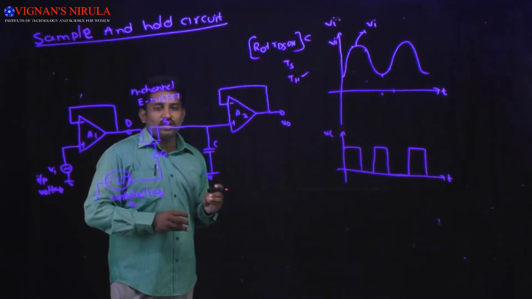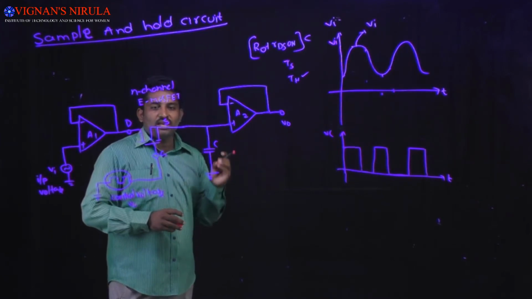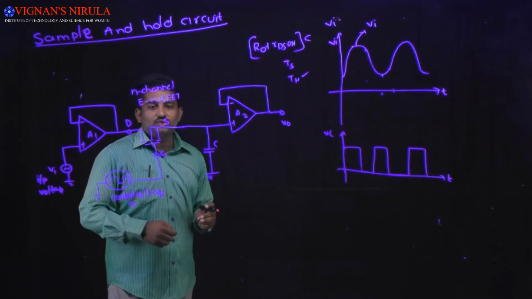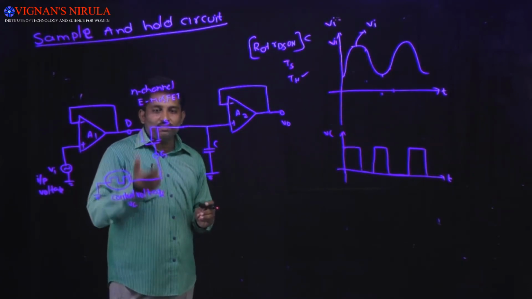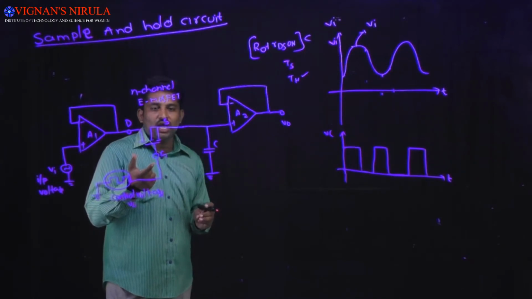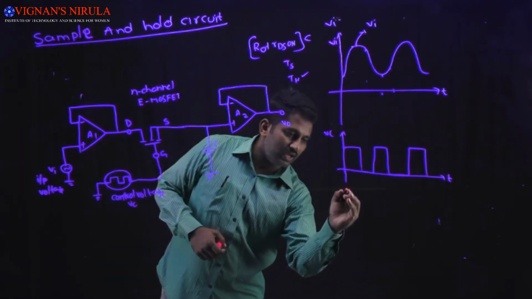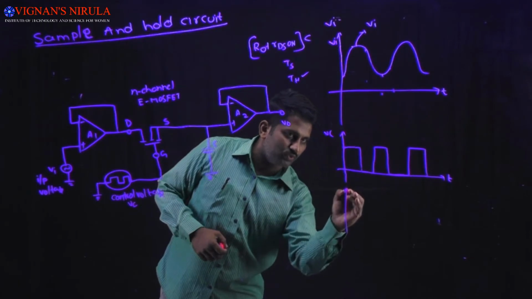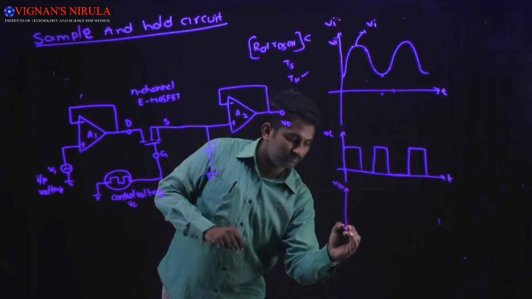Listen carefully: the enhancement MOSFET always depends upon the control voltage input only. Whenever the control voltage input is positive, it produces the output. Here I am getting the output as the final output.